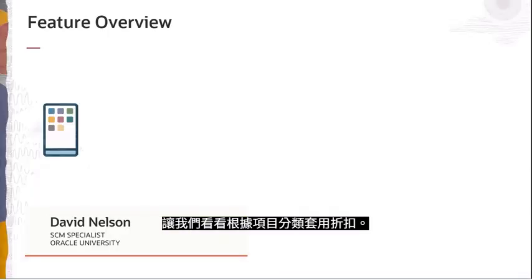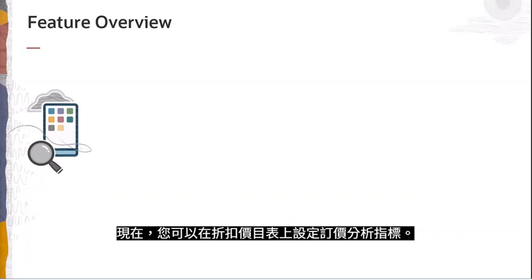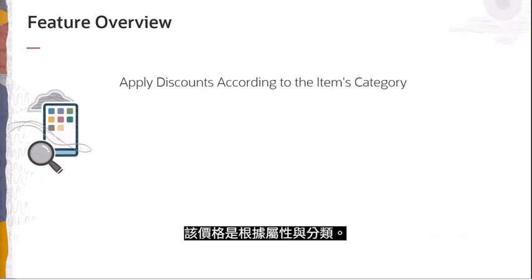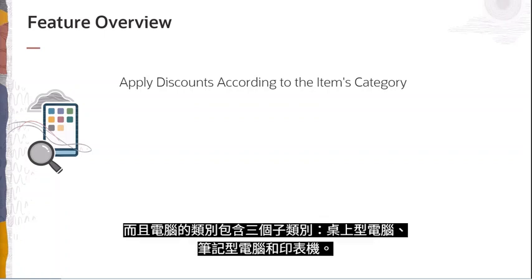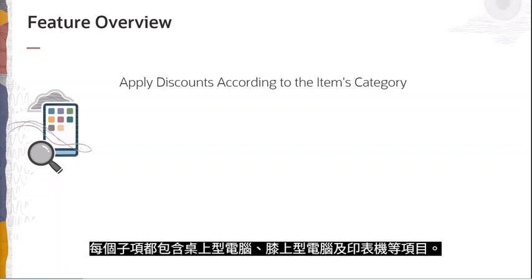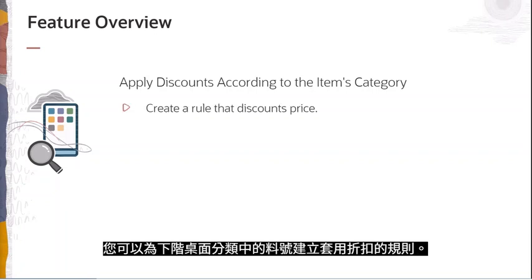Let's look at applying discounts according to an item's category. Now you can set up pricing metrics on a discount price list that prices according to an attribute in a category. Assume you have a sales catalog and it contains a computers category, and the computers category contains 3 child categories, desktops, laptops, and printers. Each child contains items such as desktop computers, laptop computers, and printers.